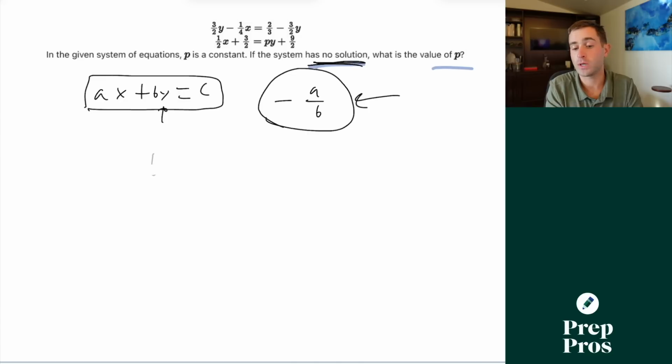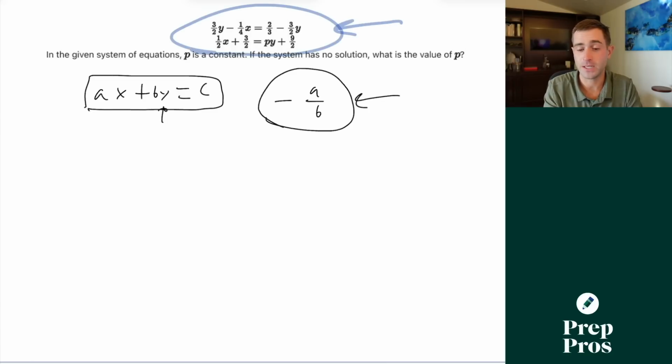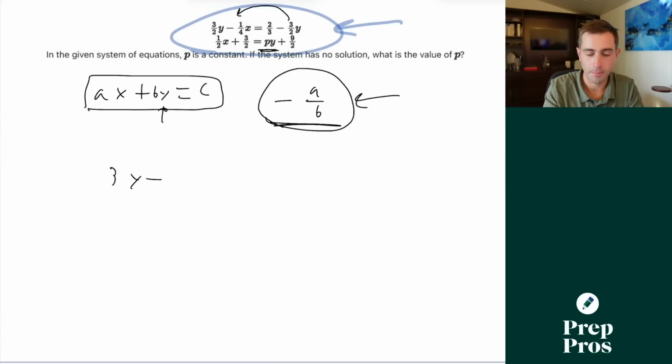So this gives us a shortcut that can make this question far easier if we know this little trick. Instead of having to put these all in y equals mx plus b form and most likely making a mistake, we just need to put these in ax plus by equals c form and know that negative a over b will give us the slopes. So I'm going to add over my 3/2 y and I'm going to subtract over my py. So this will end up giving us 6/2 y, which is also just the same as 3y, minus 1/4 x equals 2/3. And on our bottom equation, we'll be left with 1/2 x minus py.